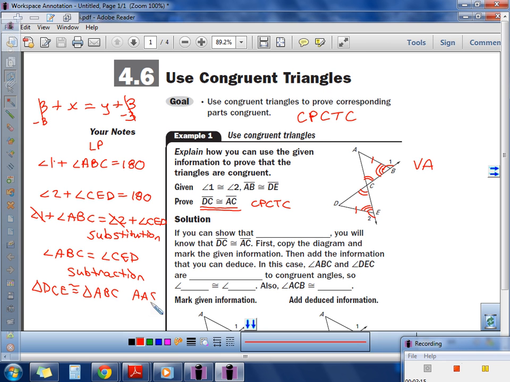AAS. Good. Now, I told you the last step before we even started. I said to prove parts are congruent, what are we going to state? All right, so that's the last thing you need to say. DC is congruent to AC because corresponding parts of congruent triangles are always congruent. So when you're trying to prove parts at the end, you're always going to give that final reason with it. If you're just trying to prove the triangles are congruent, you could have stopped right here and that would have been fine.